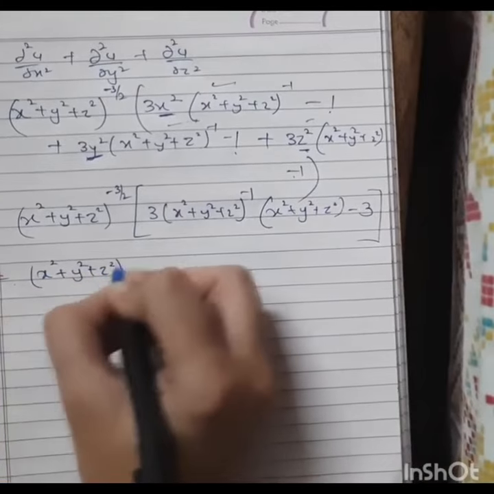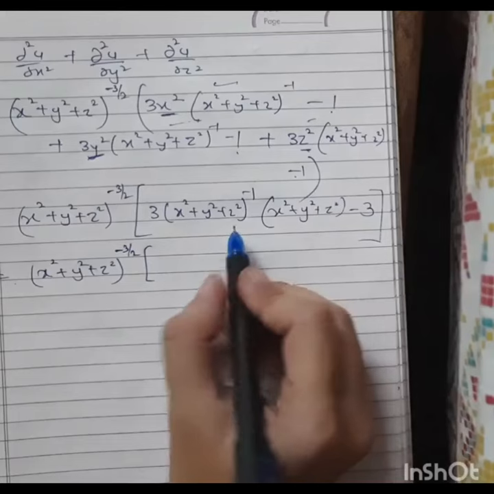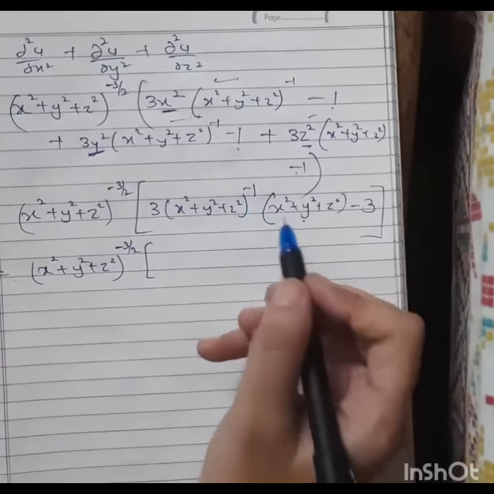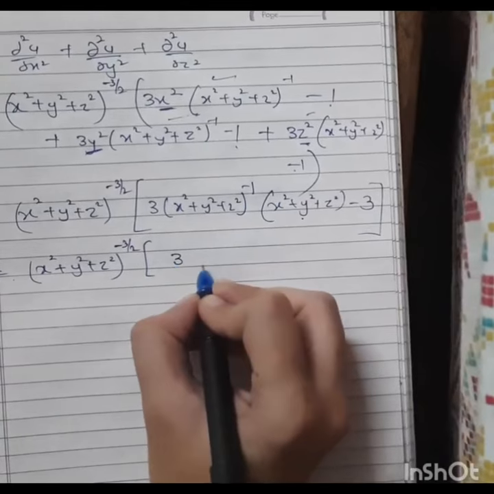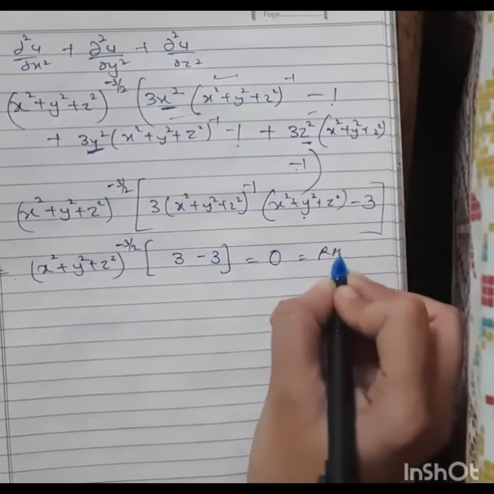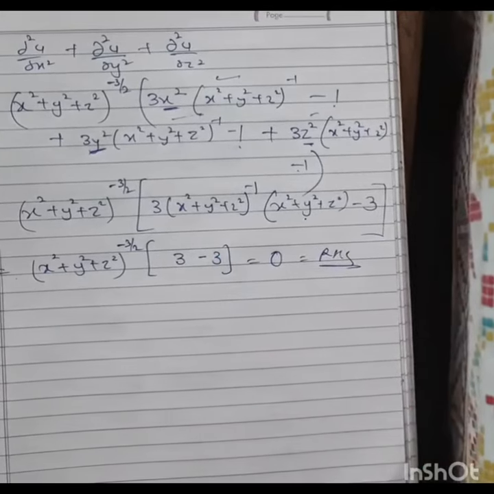We are just 2 steps away to get the answer. (x square plus y square plus z square) power 1, minus 1 and power 1. So they are simply cancelling each other. So it's simply 3 minus 3, that is 0, and which was required to prove. This is our right hand side.